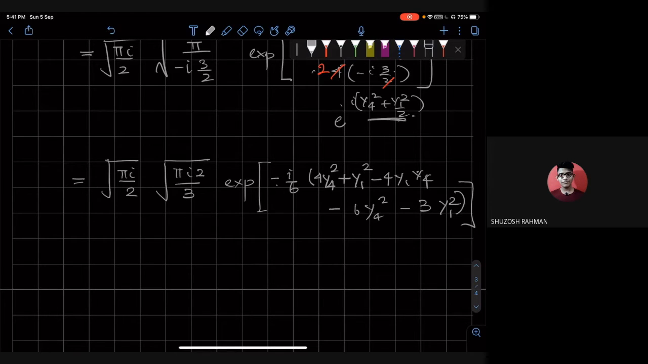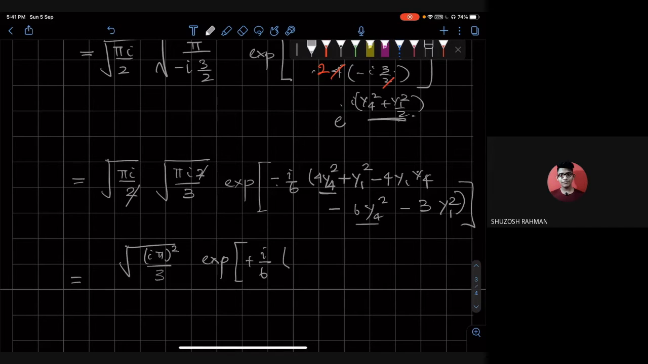And as before, we can simplify this. And when we simplify this, we can, of course, cancel these 2 factors of 2. And then we have as a result i pi squared divided by 3. Okay? And in the exponential argument, we get i by 6. So I'm factoring out a minus sign. And here we have 4 y4 squared, and minus 6 y4 squared. So this will give me minus 2 y4 squared. And that minus is factored out, so this becomes a plus sign.